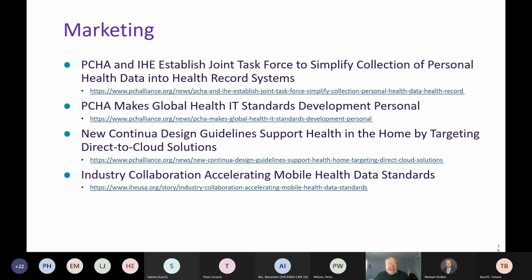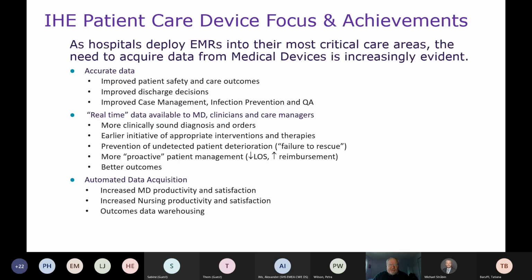A few resources on the marketing side. If you want to understand a little bit better the joint vision of PCHA and IHE, and how we would like global standards to become more operational through that joint effort, I invite you to access those resources. I unfortunately do not have enough time to cover them, but you've had the generic picture there in those slides. Next, please.